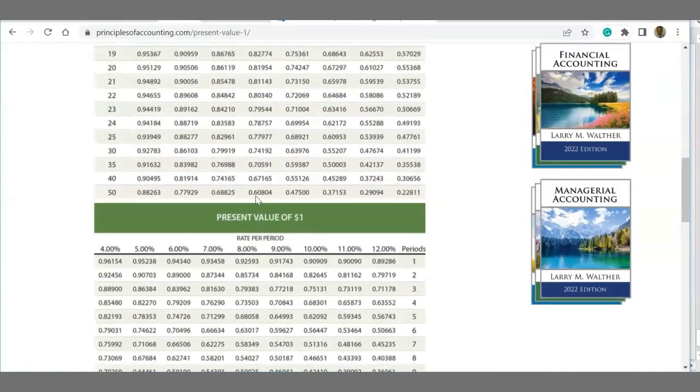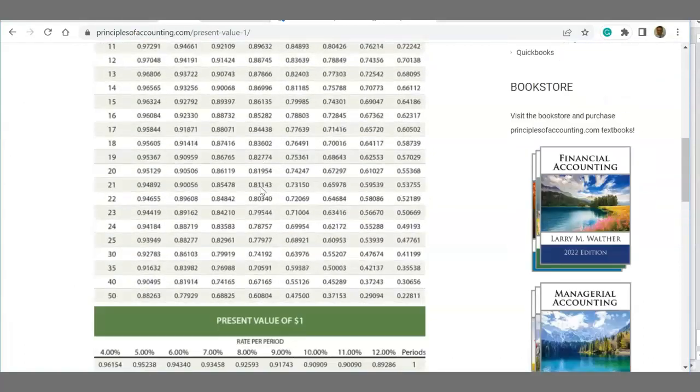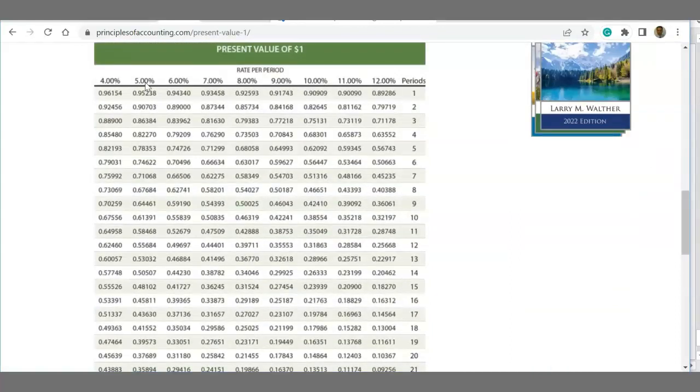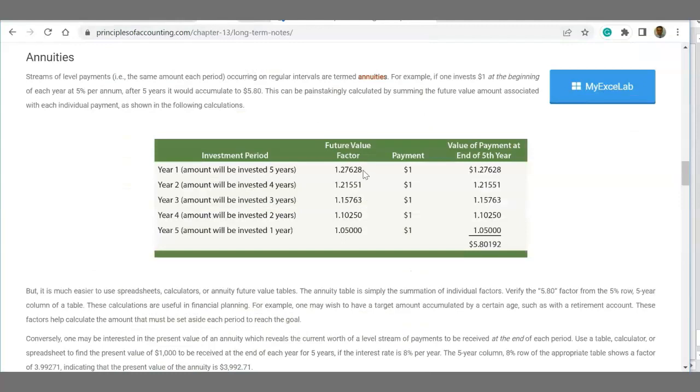Just like, for example, present value, right? And you say 5%, okay, this is 5%. This is year 1, year 2, year 3, year 4, year 5. So if you pick up all these 5 factors and multiply with your dollar amount, you can calculate the present value. And the opposite is also true for future value. So if you go to future value table and multiply all those 5 years for the 5% interest rate, okay? And multiply one by one, and then add them up, you will get your future value of $5.80.